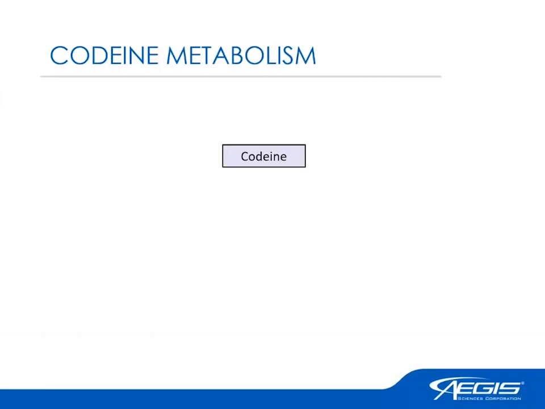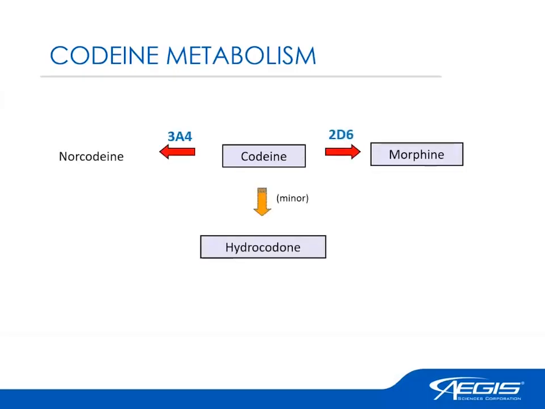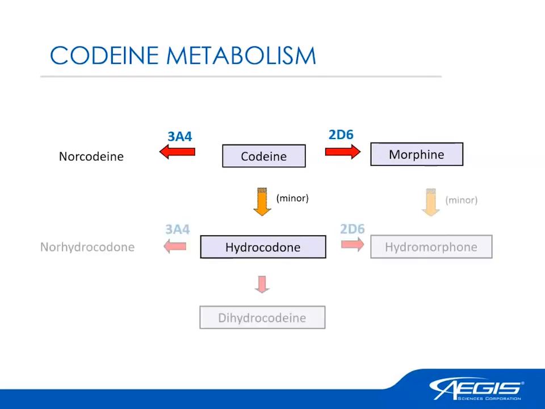So let's begin by breaking down codeine metabolism. Codeine is metabolized to norcodeine, morphine, and hydrocodone, which are then further metabolized to norhydrocodone, hydromorphone, and dihydrocodeine. The drug names that are in boxes on the screen are not only metabolites, but they're also drugs that could be prescribed individually. We'll talk about these different metabolic pathways and discuss why some metabolites may or may not be present in every sample.